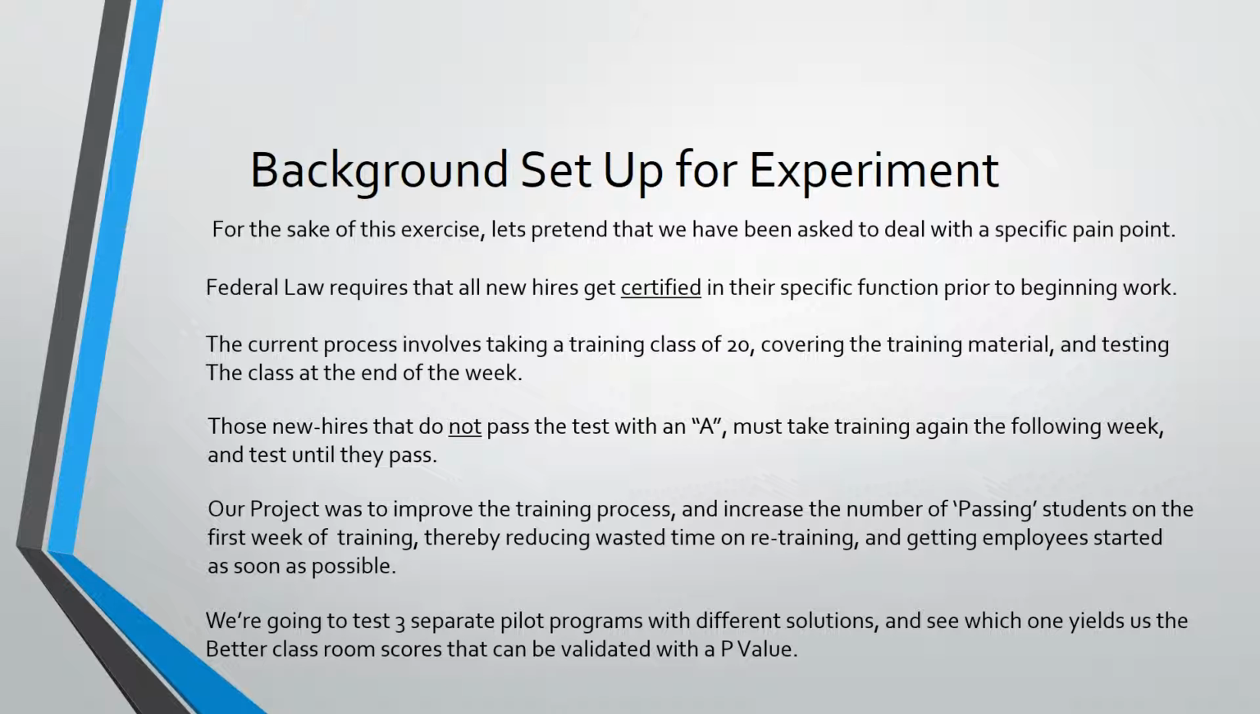possible. So we're going to pretend that we have 3 separate possible solutions, and we're going to take 3 pilot programs and see which ones yield us the most statistically significant results. And we're going to use a p-value to approximate that. And this is going to be a good example of testing that validation process and proving that it does work.